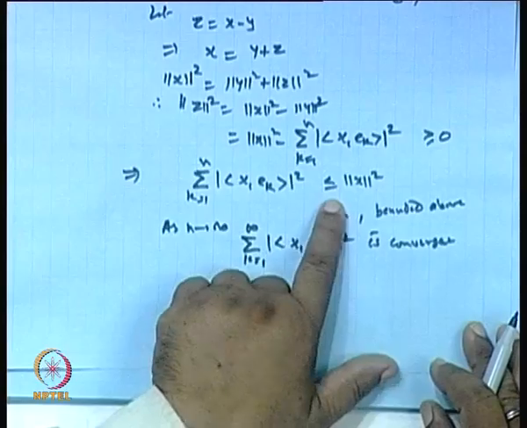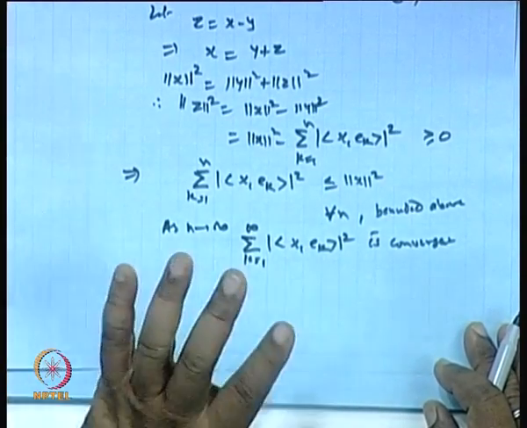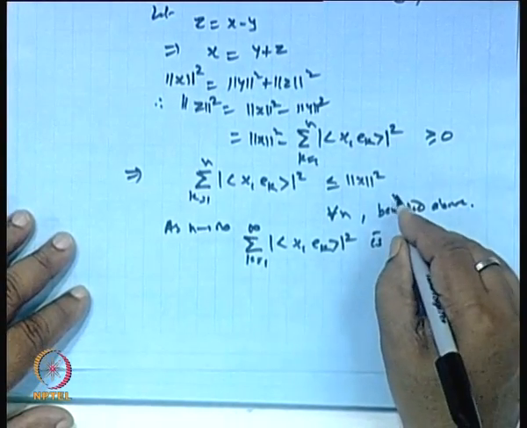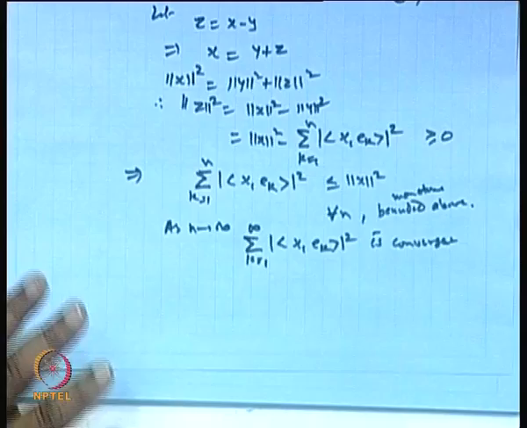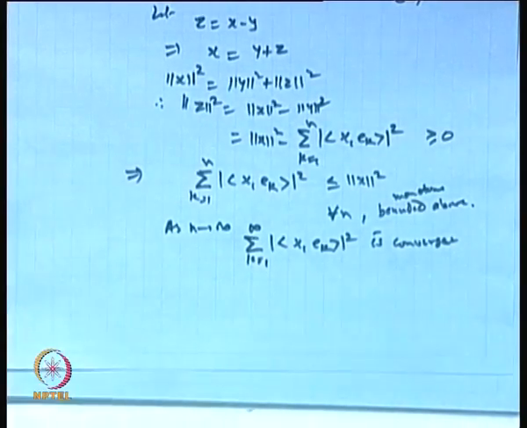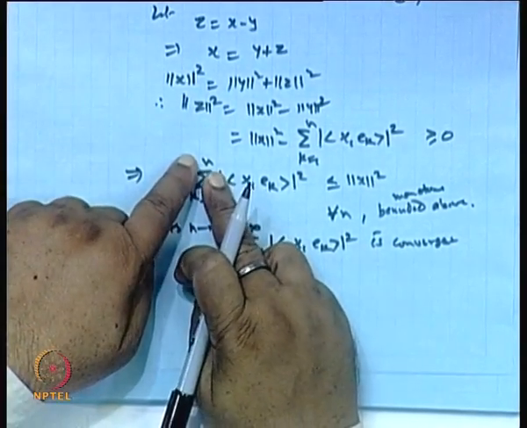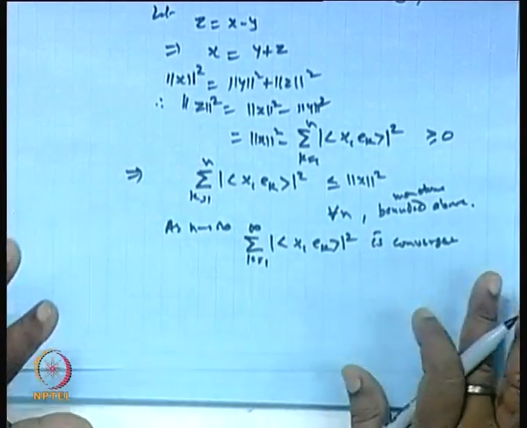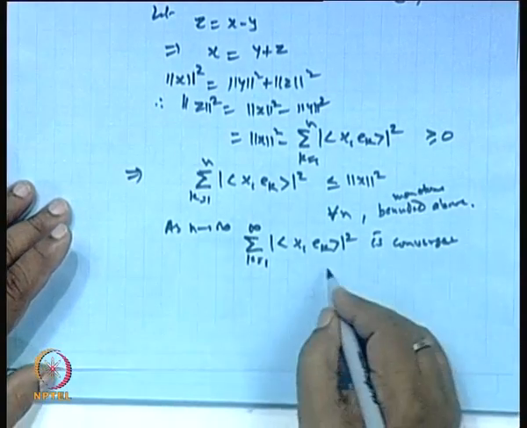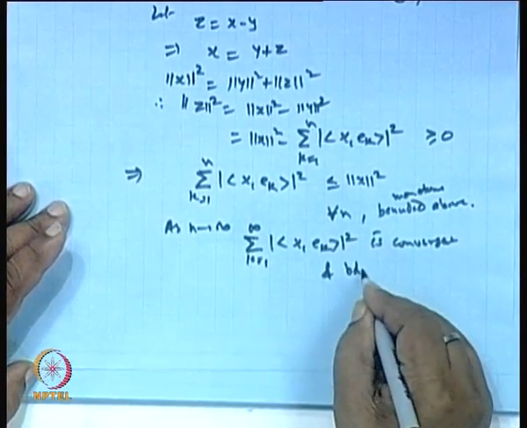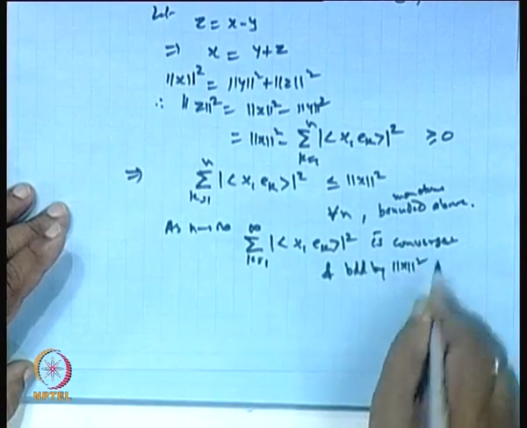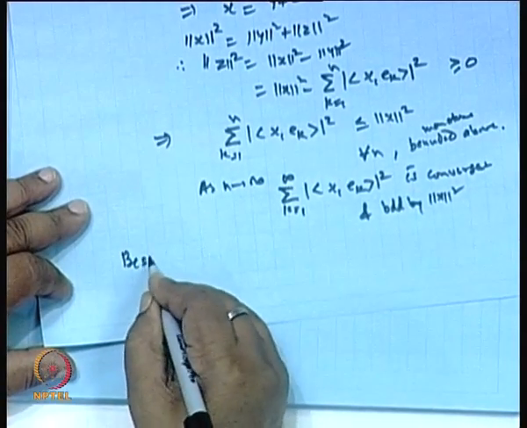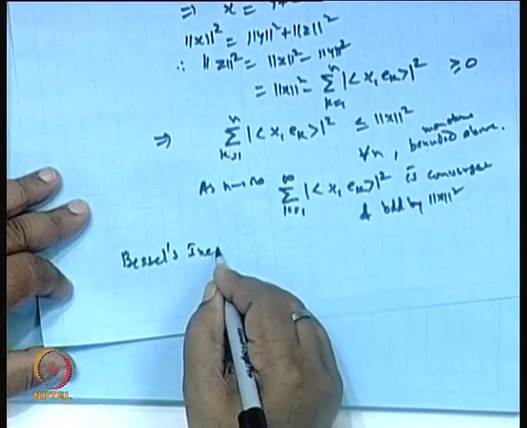This is bounded for each n, and the sequence is an increasing sequence, a monotone sequence bounded above. A monotone sequence which is bounded above must be convergent. Why monotone? Because when you increase n to n plus 1, you are adding another positive term. So, it is an increasing sequence bounded above, so it must be convergent and bounded by norm x square. Is it correct? So, this leads to the inequality which is known as Bessel's inequality.